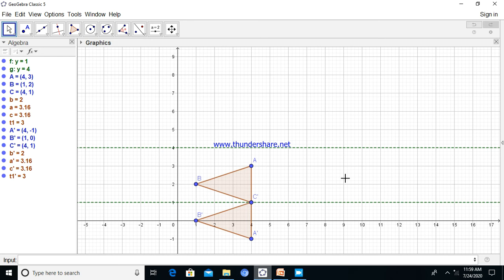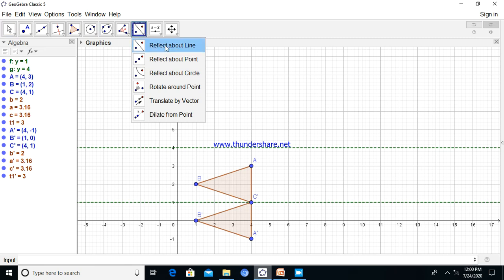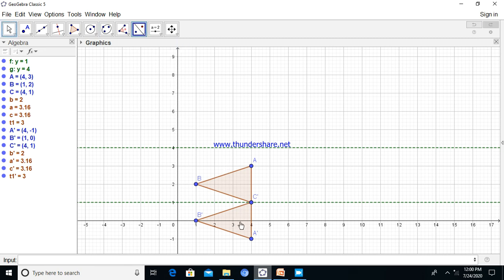You can see A dash, B dash, C dash. When it is reflected on y equals 1, same thing we discussed. And the next task is again A dash, B dash, C dash is reflected on the line y equals 4. And the image is this. This is the image.